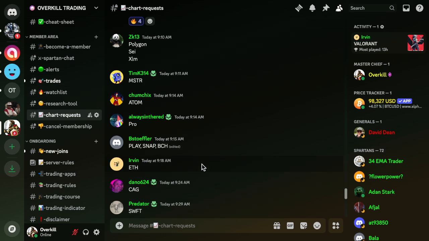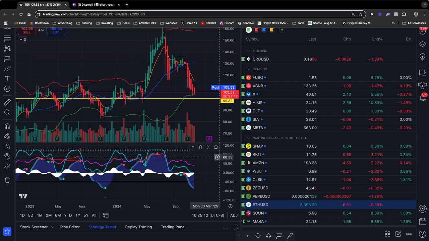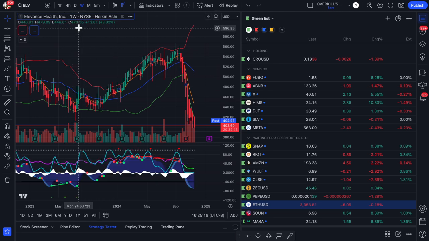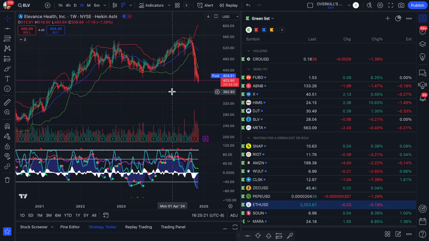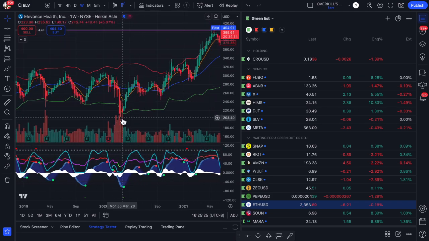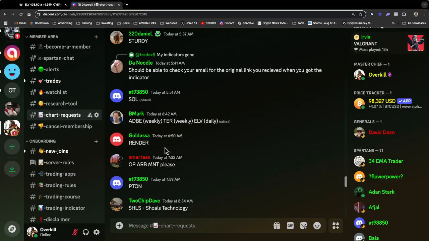Ooh. ELV, Elevance Health. Ugly, dude. Oh my God. Oh, lots of sell volume there. So last time it sold off like this was like back here. Boom, and then it had a big move up. So again, just wait for your confirmation there on the weekly.